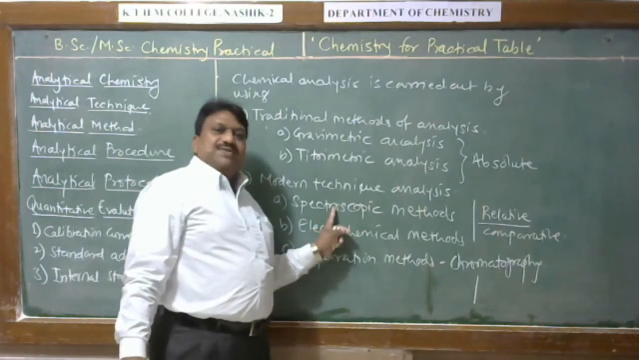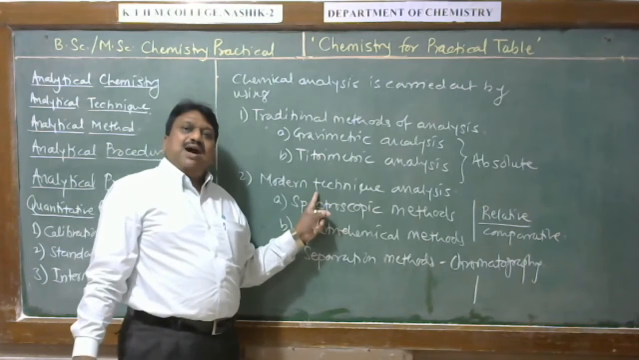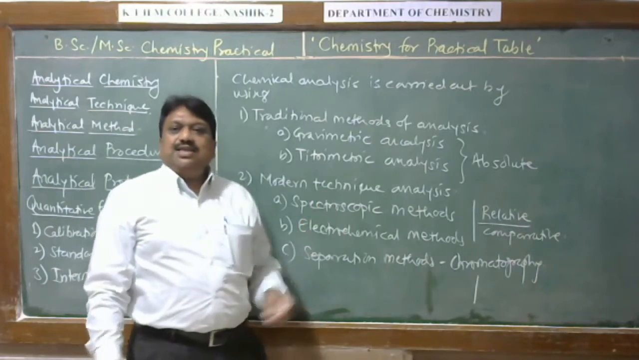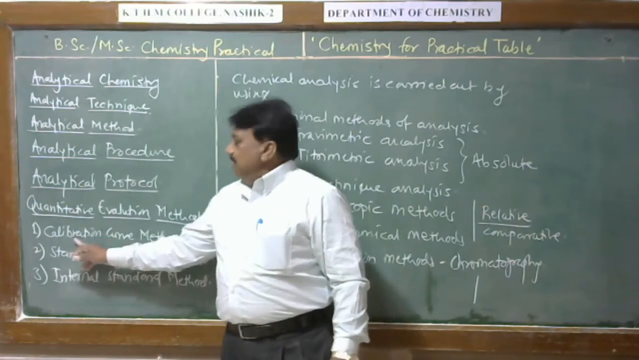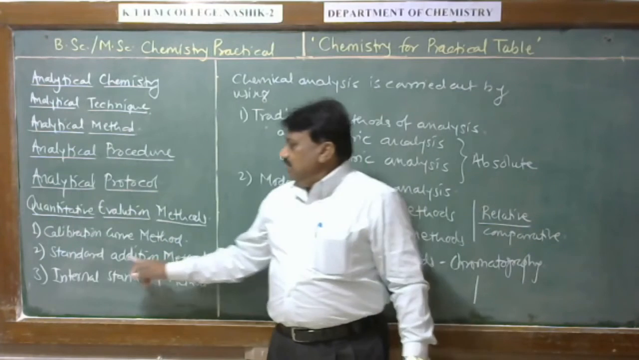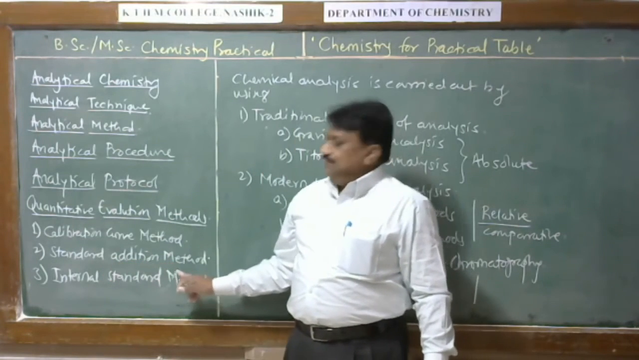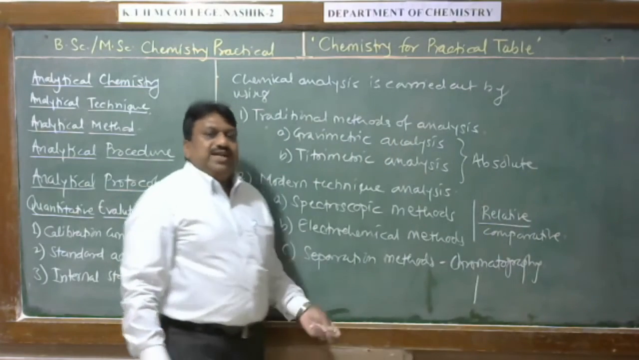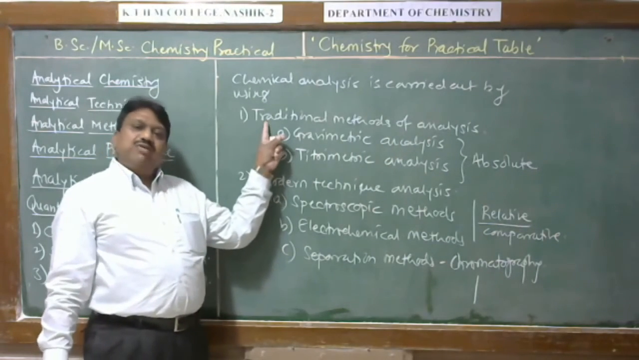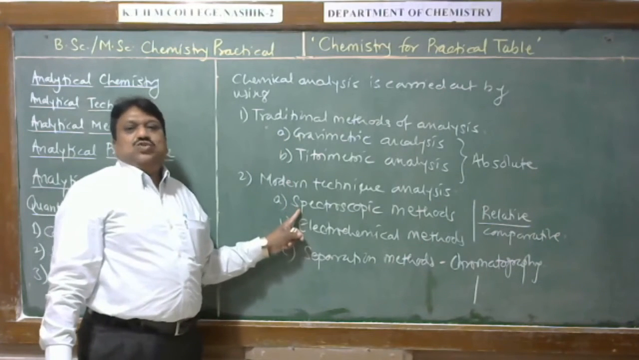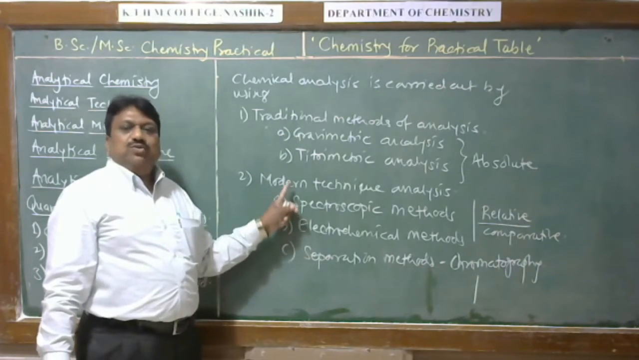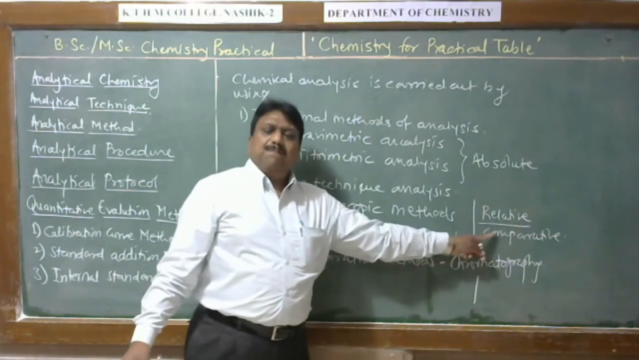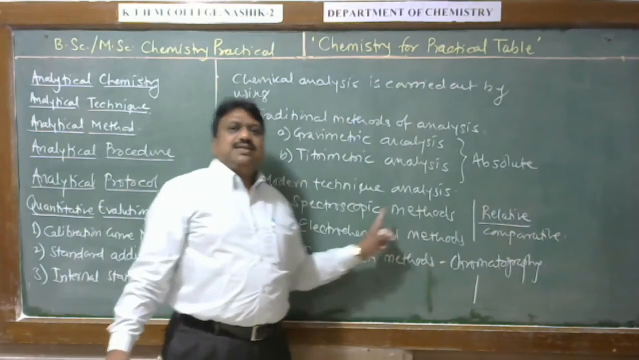And the concentration of the sample in instrumental methods is measured by using a quantitative evaluation method, and this quantitative evaluation method may be the calibration curve method, the second one is the standard addition method, and the third one is the internal standard method. Students, in today's lecture we discuss the different quantitative evaluation methods required in instrumental analysis, particularly for obtaining a result by comparing the standard solution and the sample solution.